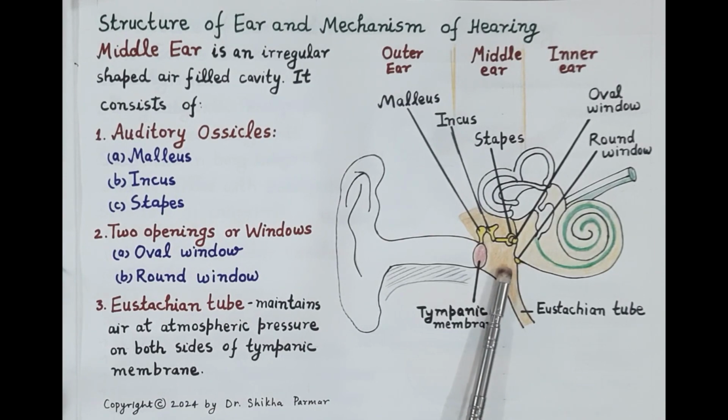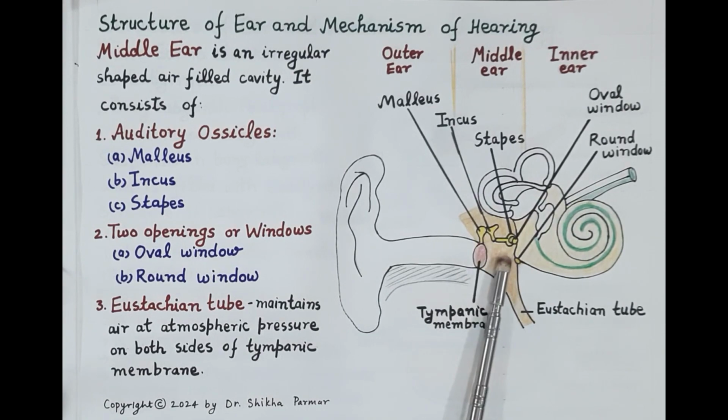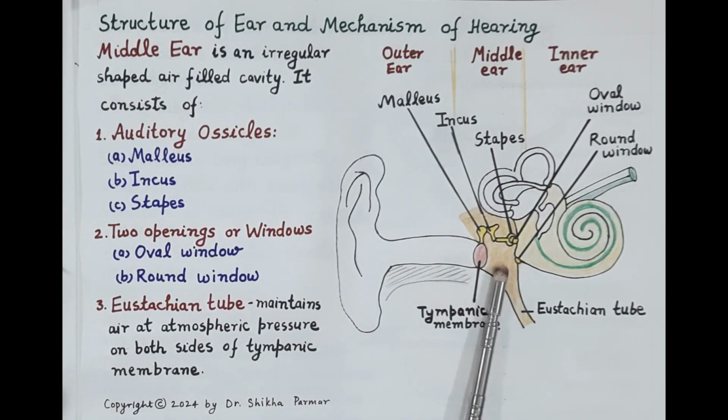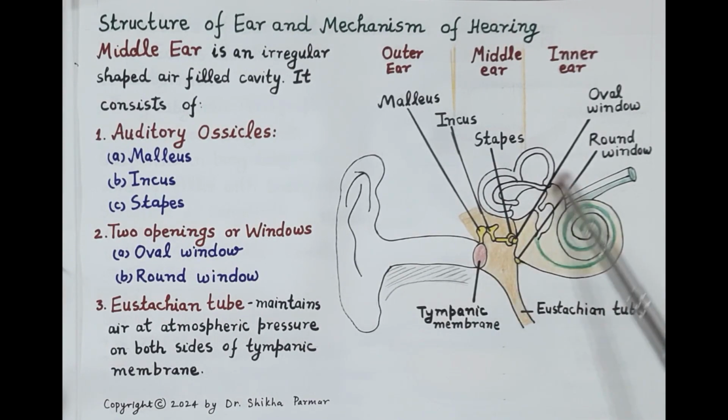Now this central part of the ear is the middle ear. Middle ear is an irregular shaped air-filled cavity, and it is present in the temporal bone. Now middle ear consists of three tiny bones shown here in the yellow color. Now these tiny bones are called as auditory ossicles, and these bones are the malleus, then incus and the stapes. Now along with this, two openings or two windows are also present in the middle ear, namely this is the oval window and this is the round window.